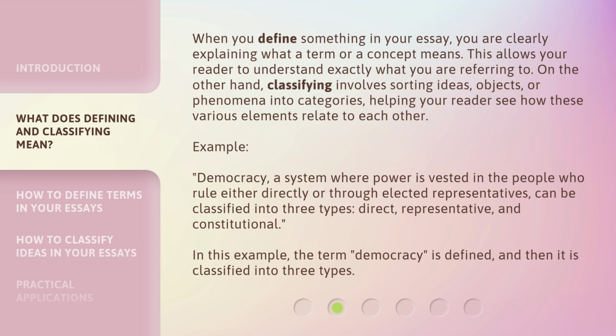Example: democracy, a system where power is vested in the people who rule either directly or through elected representatives, can be classified into three types: direct, representative, and constitutional. In this example, the term democracy is defined, and then it is classified into three types.